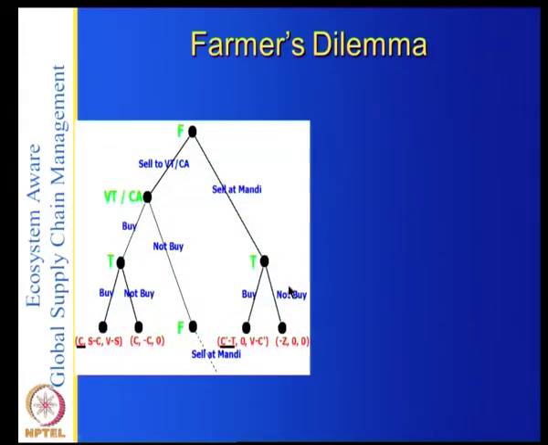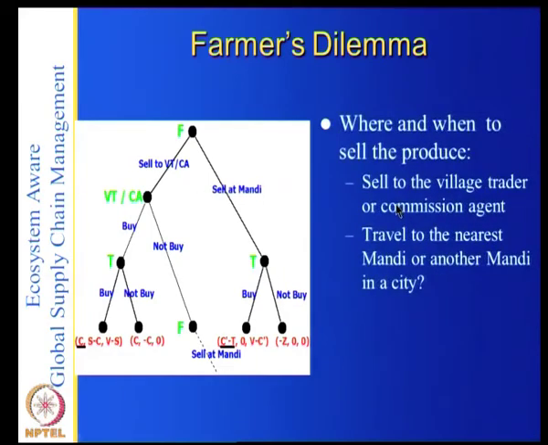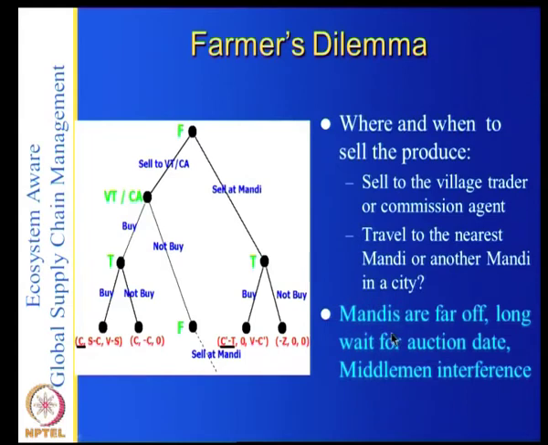And what is the farmer's dilemma? The farmer's dilemma is where and when to sell the produce. Sell to the village trader or commission agent, or sell at the Mandi. If you want to sell at the Mandi, then you have to travel to the nearest Mandi or another city. Mandi is far off, long wait for auction date and middleman interference. And at the end it may not buy.